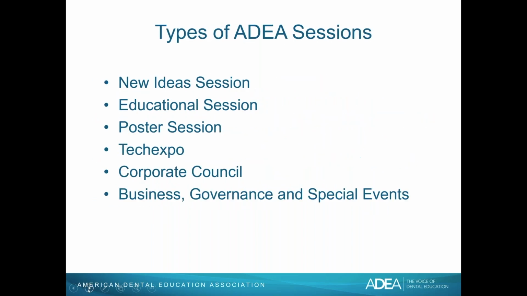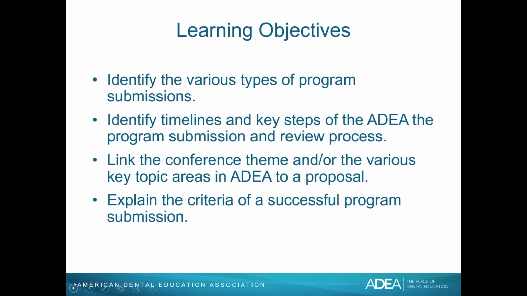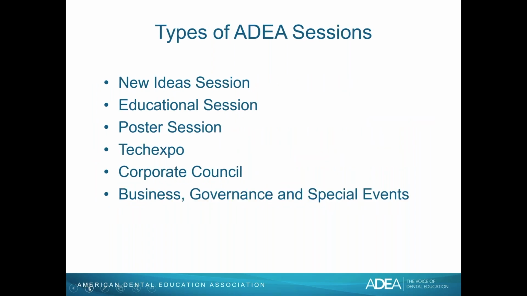Our learning objectives are fourfold. We hope to help you identify the various types of program submissions, which will be very important as you look to provide a proposal. We want to make sure you identify the different timelines and are aware of the key steps of the ADEA program submission and review process. We also want to make sure you're aware of the different conference themes each year and how to use these as you plan your proposal. And above all, we want to provide you with the criteria of a successful program submission. As we go to the next slide, we'll look at the different types of ADEA sessions.